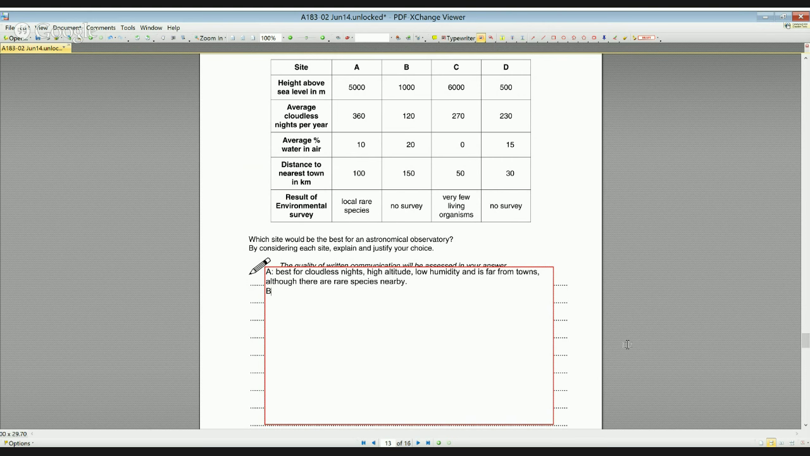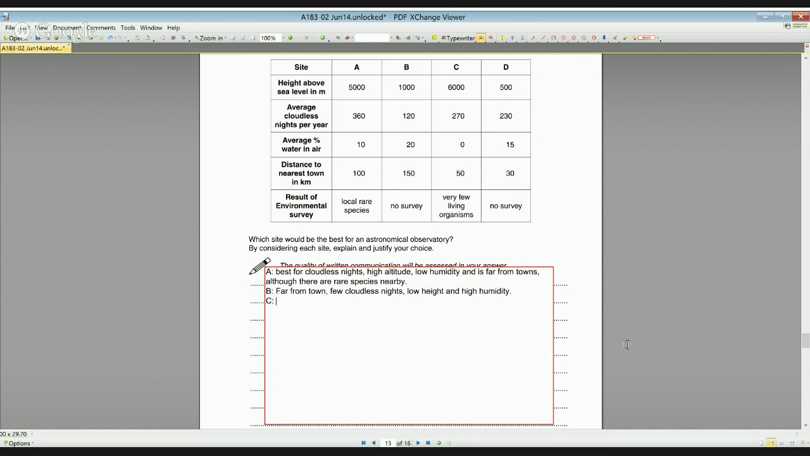It's a bit of a drag, this question, actually, because you do have to go through the motions of summarizing what's in that table. So B, far from town. However, very few cloudless nights. Only 120 all year, so 1 in 3 nights is cloudless, the rest is going to struggle. It's low height and high humidity, so on the face of it, it doesn't look like a particularly good choice for a telescope.